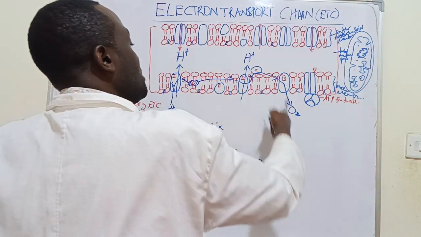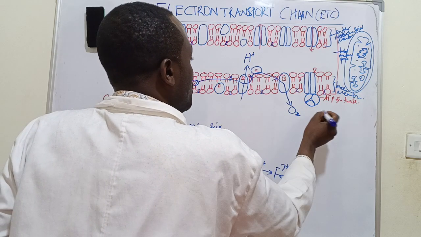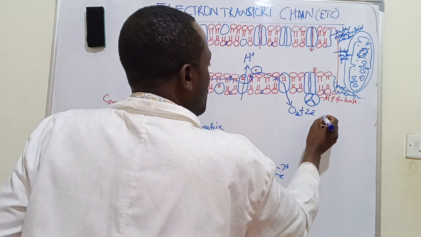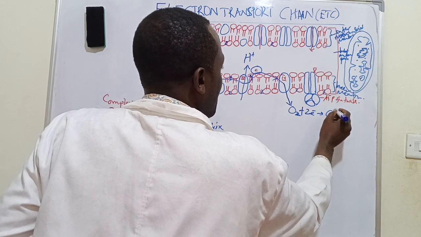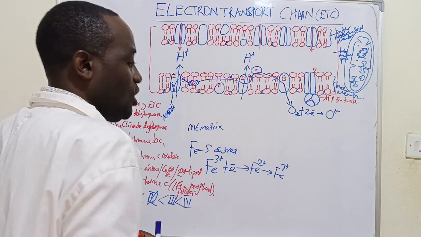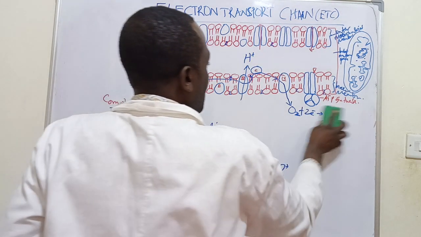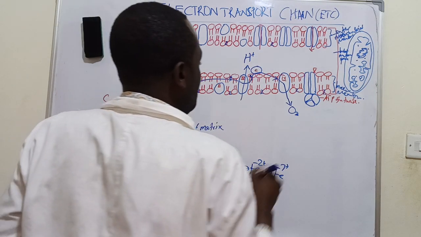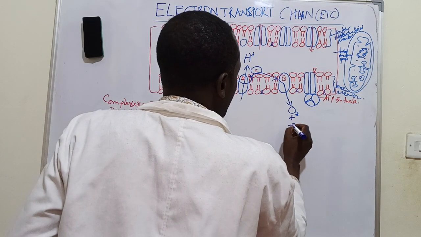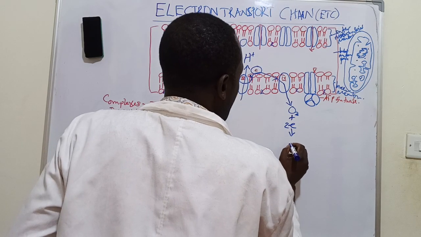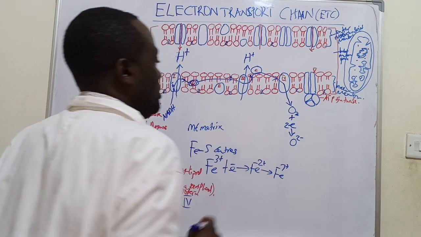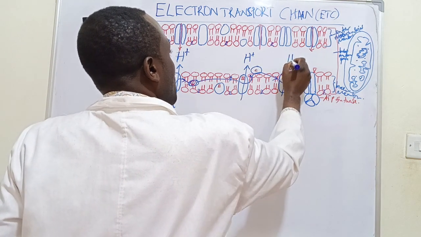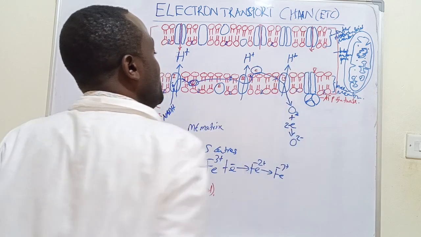Now, as oxygen is reduced, it receives 2 moles of electrons to form an oxide. So molecular oxygen is reduced, meaning it receives 2 moles of electrons, forming an oxide. In the process, the electron loses free energy, coupled to the pumping of protons into the intermembrane space.